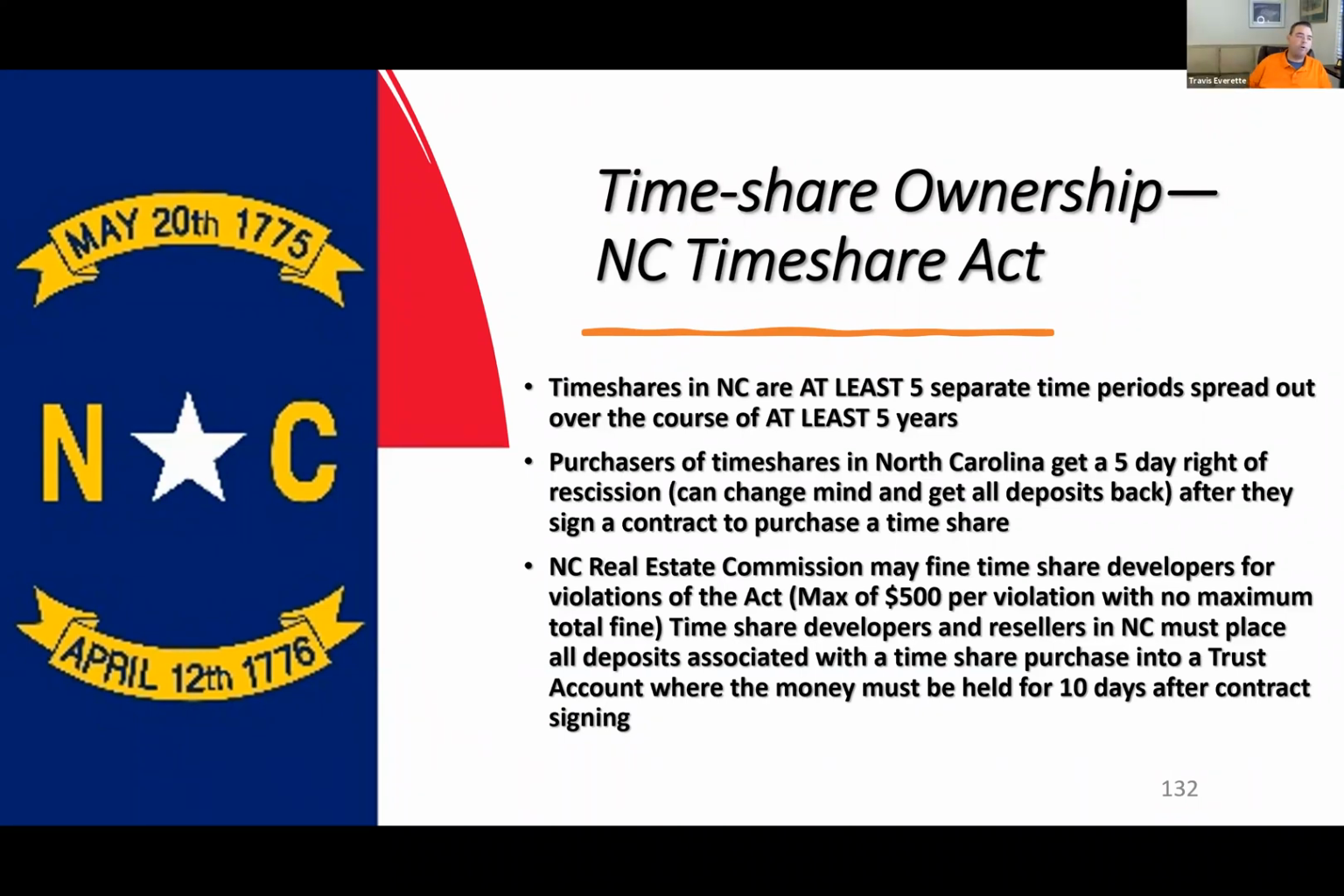So let's just talk about that requirement for a second. Grant purchases the right to occupy a property every other year for the next 8 years, 1 week per year, at Wilmington. Is that a timeshare in North Carolina? No. There's only 4. So every other year for 8 years, how many times will Grant move in and out of that property? 4 times. And that's not at least 5.